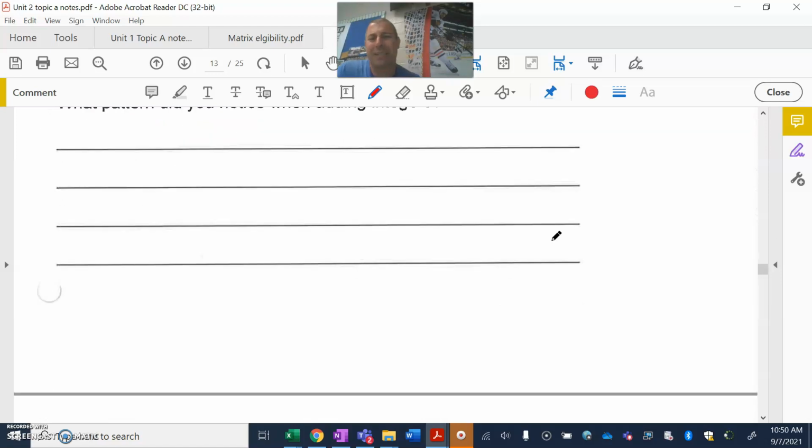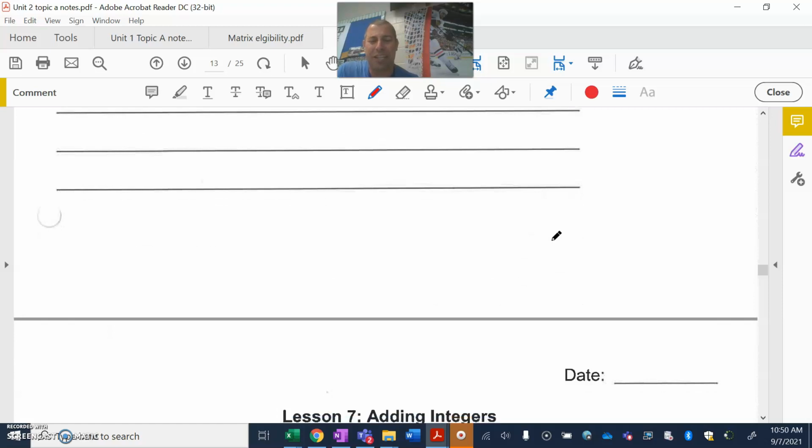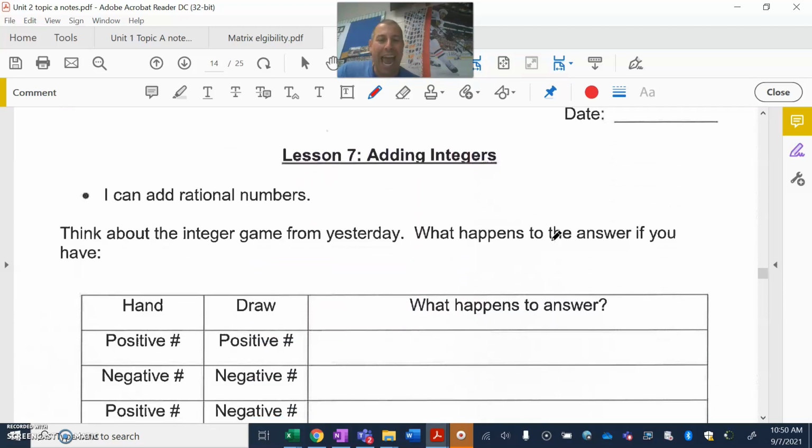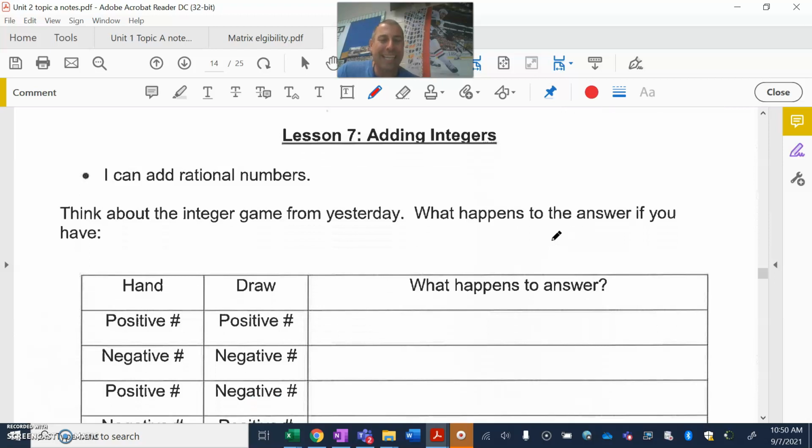Pattern. Man, there's lots of patterns there. That's kind of a general question. The adding the integers, when we get into lesson 7, we're going to kind of fill this out a little bit. So now that we've started practicing, we started to make some generalizations as well.